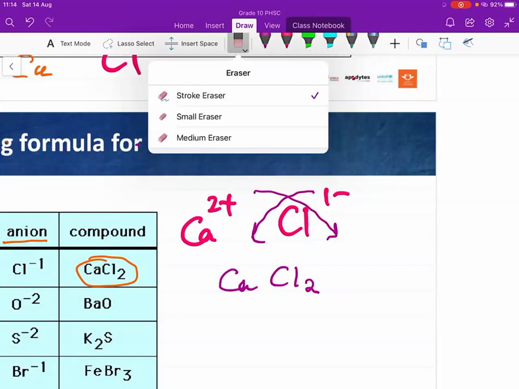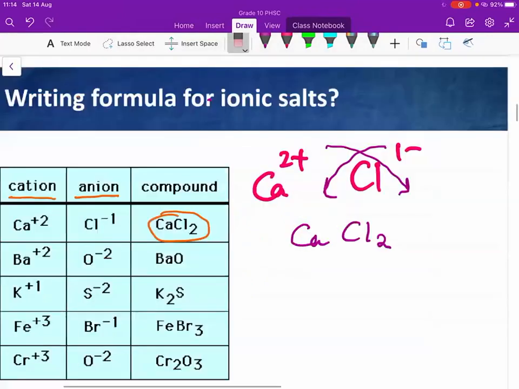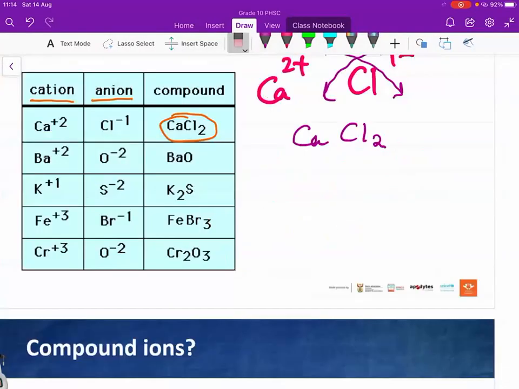Okay, so that's how we write ionic compounds. And we can maybe just do one or two more examples. Let's do the second one. So this is barium, and it's in group 2, so it has a valency of +2. And we get that from the periodic table. You won't be told what the valency is. You need to go to the periodic table and see what group it is and then choose the valency.